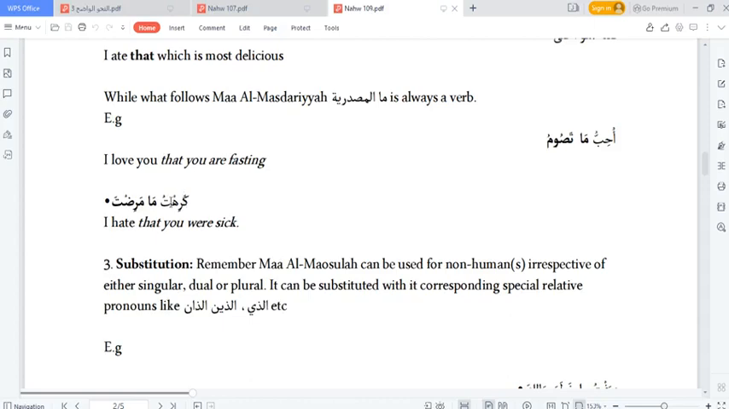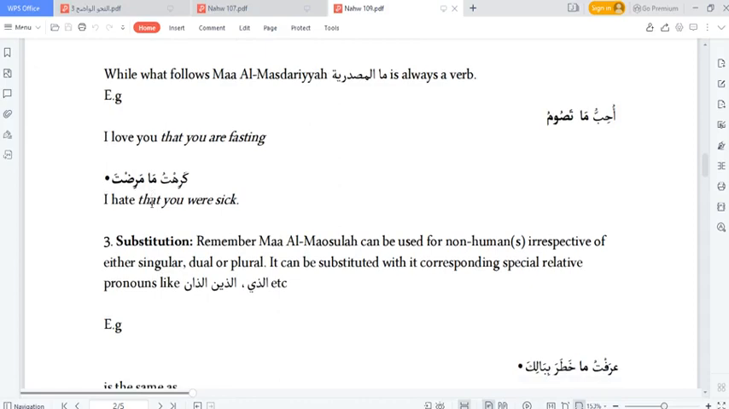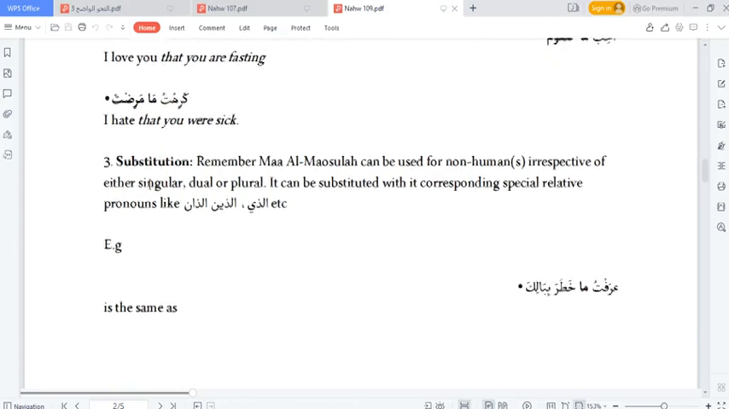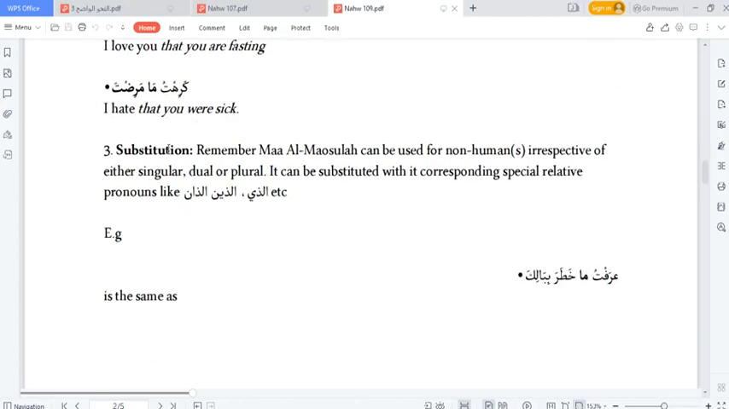So another example, we have karihtu ma marida. I hate that you are sick. So it cannot be I hate what you are sick. No, I hate that you are sick. So this is definitely ma al-masdariya. I hope you get. So moving on, we have substitution.